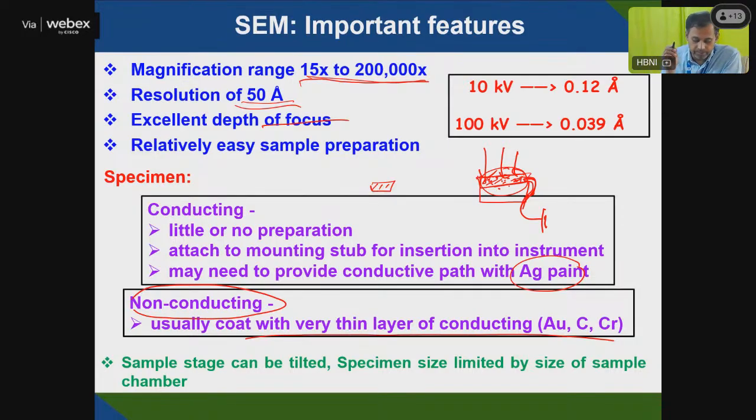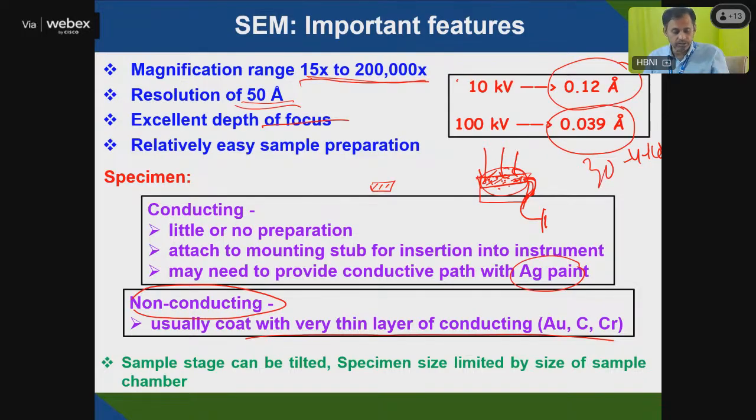The sample stage can be tilted. The beauty of this technique is that you can tilt your sample to see the top surface, cross-sectional morphology, everything is possible here. The wavelength can be varied from 0.1 angstrom to 0.039 angstrom, depending upon how much energy you are using, whether 10 kV or 100 kV. So you have a tunability of electron wavelength here. Mostly most SEMs use 30 to 40 kV.